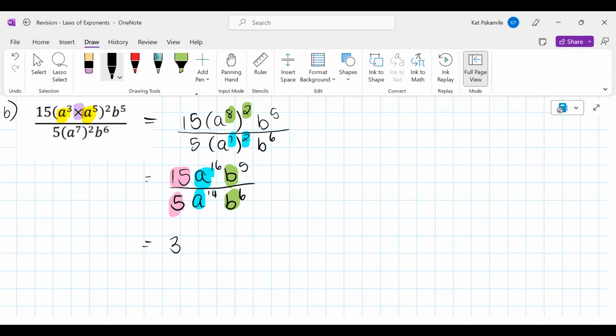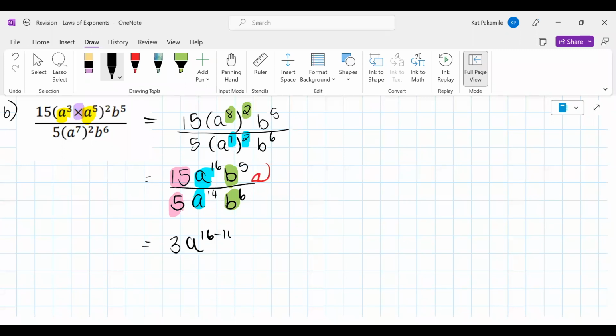Let's deal with A's. When we are dividing, what do we do to the exponent? This is a division. What do we do to the exponents? We are dividing, so what do we do to exponents? Thank you, Oliver. Subtract. I am holding the nice notes back. So you're going to say A to the power of 16 minus 14.